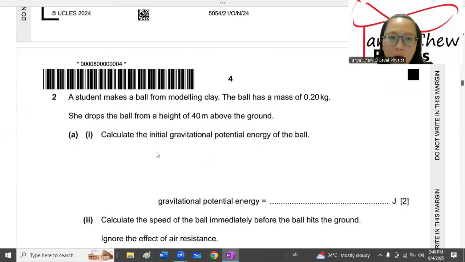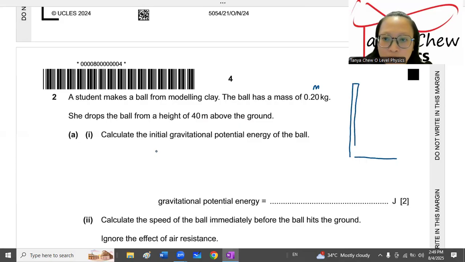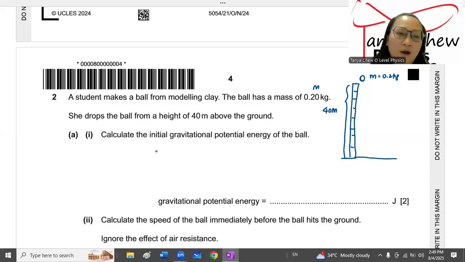A student makes a ball from modeling clay. The ball has a mass of 0.2 kilogram. She drops the ball from a height of 40 meters above the ground. Let me draw it. So this is the height. This is a student on a tall building. This is the ball made from the modeling clay. The mass of the ball is 0.2 kilogram. So the distance between the ball and the ground is 40 meter. I'm so sorry, I'm so bad at drawing. I hope that you can accept this drawing. Right, now the first one.